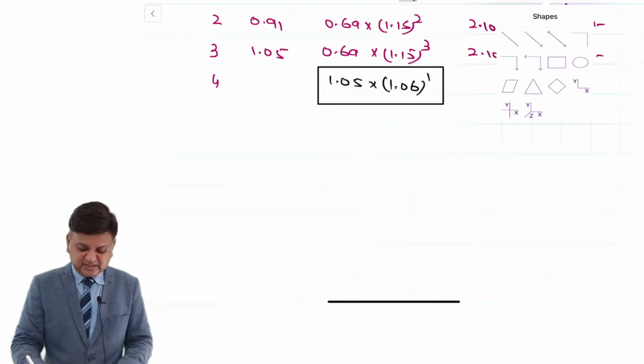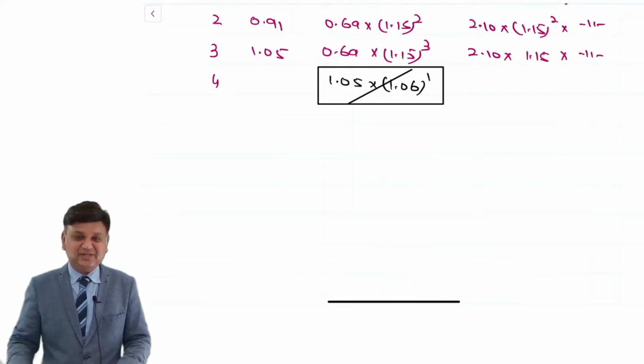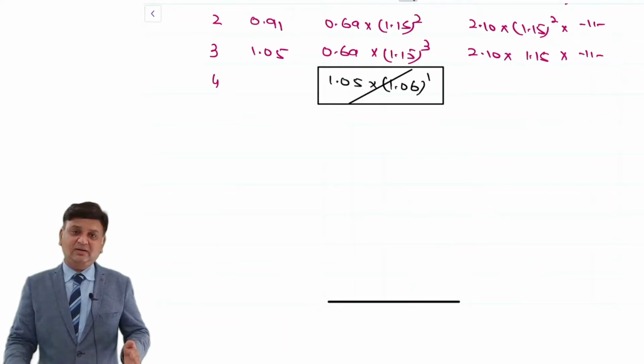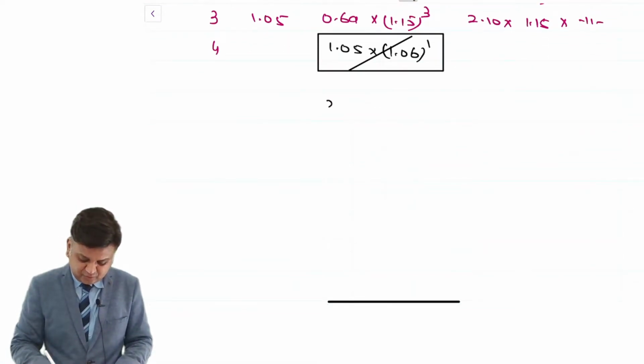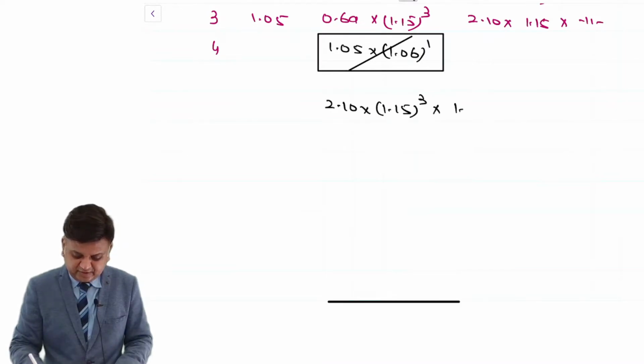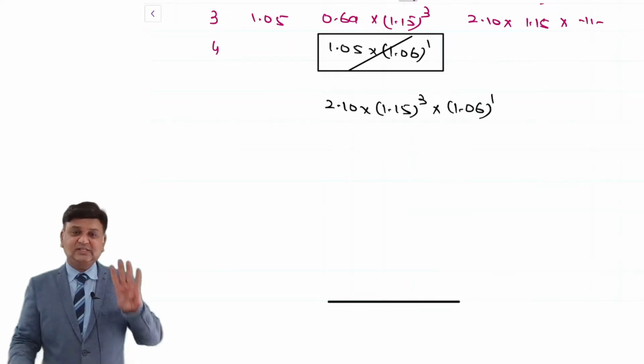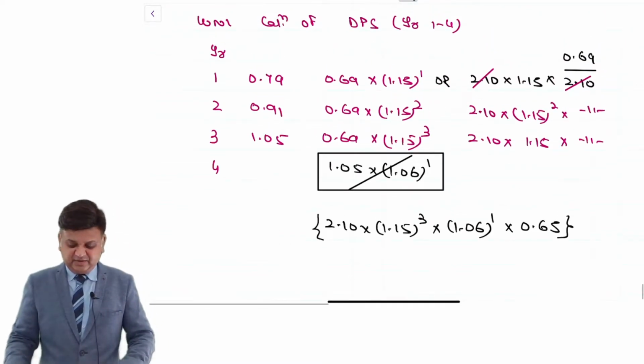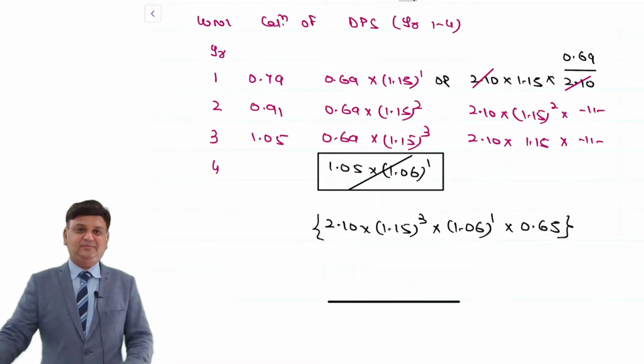Sir, why can't I do it like this? Because there is a change in the dividend payout ratio. So in order to compute the dividend per share for the fourth year, you don't have any option but to take the earning per share of the fourth year as a base. What is the earning per share of the fourth year? It is 2.10 into 1.15 raised to 3 into 1.06 raised to 1. This is the earning per share of the fourth year into dividend payout ratio 65%. That is the way dividend per share for the fourth year will be calculated.